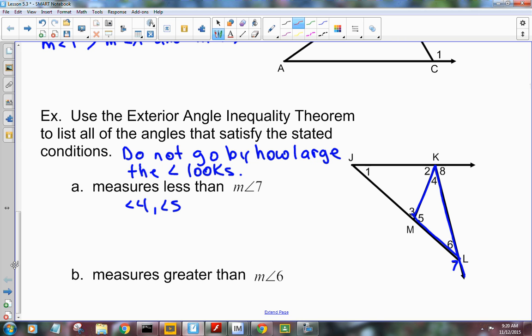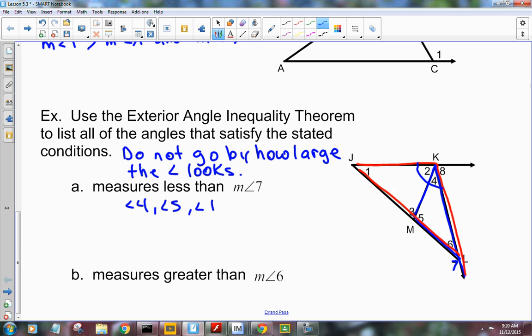The bigger one, right? If I look at this bigger one right here, what other angles are less than angle 7? Angle 1 and angle 2. And angle 2 and 4 together, actually, right? Because this is actually the remote interior angle, okay?